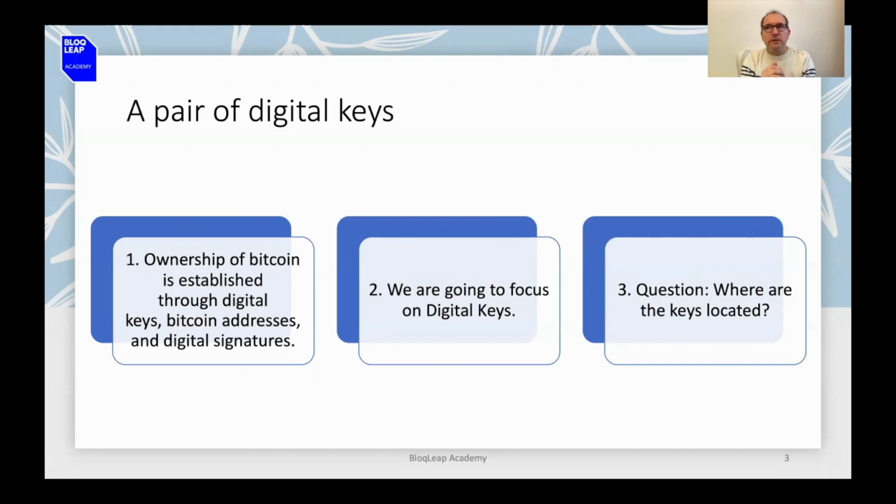But before we go further on, I just want to ask you a question. Where are your keys located? Remember before I asked, where are your coins located? Now, where are your keys located? So again, pause the video and think of it, or look on the internet trying to find an answer. Okay? See you in a minute.